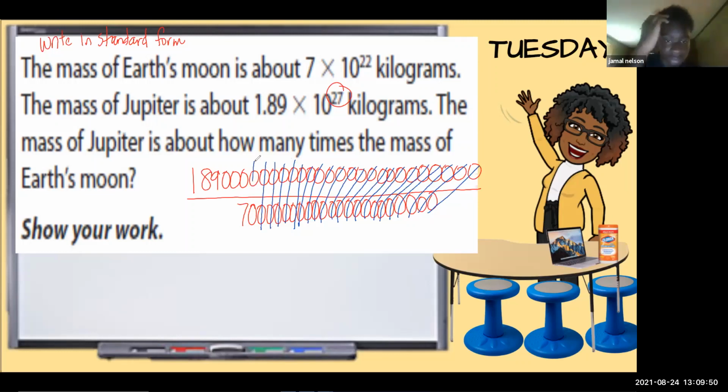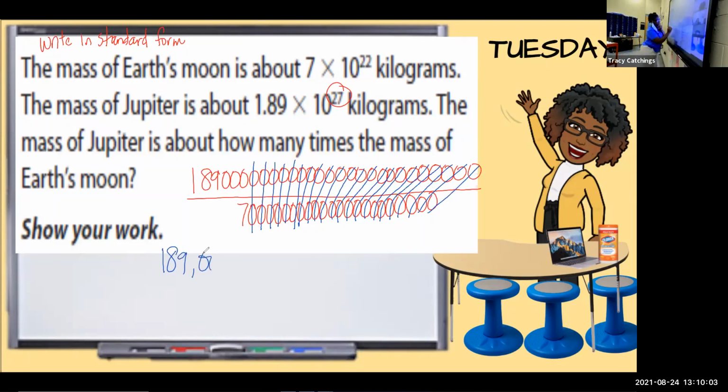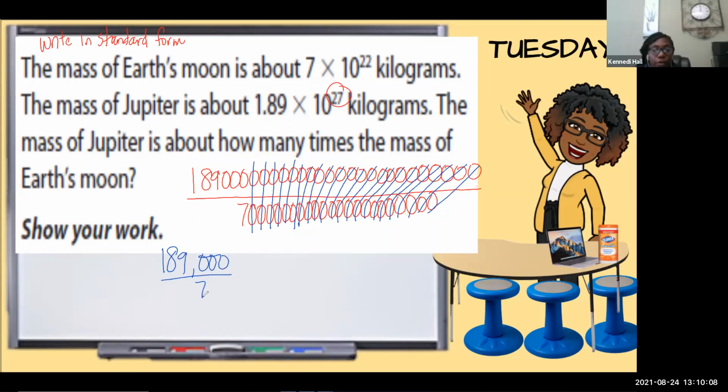Yours should look somewhat like mine. So we're now left with 189,000 being divided by 7. We can round that to 200,000. You can, but I wouldn't do that just yet, Kenny.